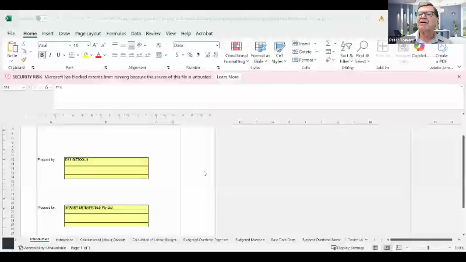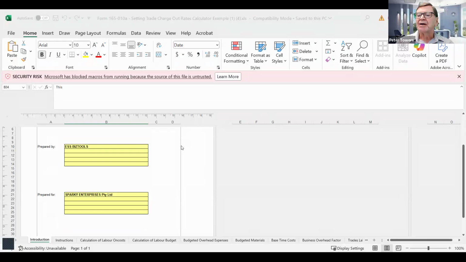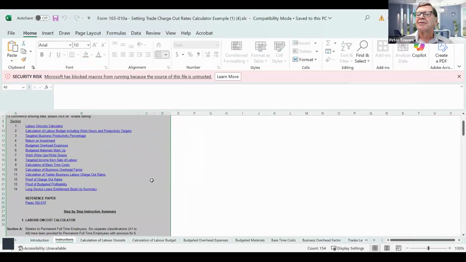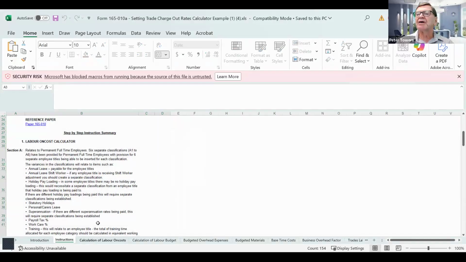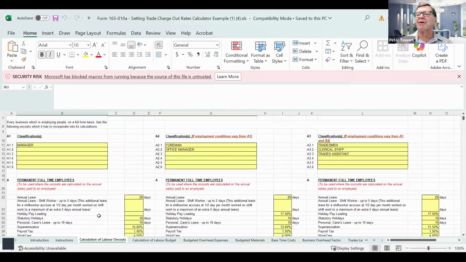On our site, you have the ESS BIZTOOLS material. There's a set of instructions which you can read at a suitable time. And then we're going to move into the calculation of labour on costs.